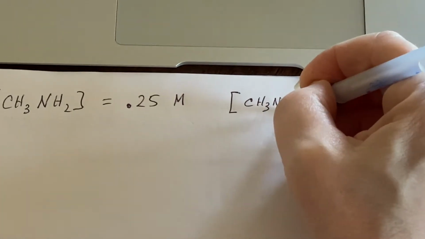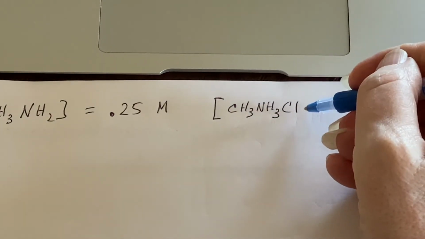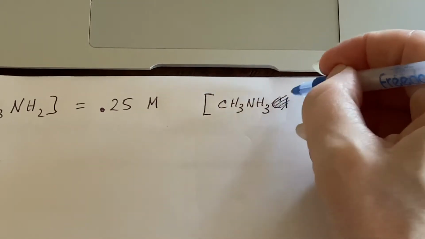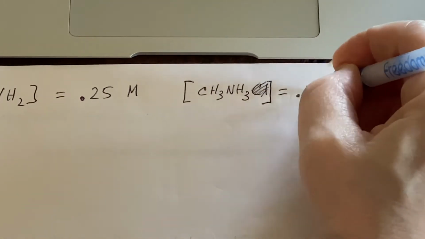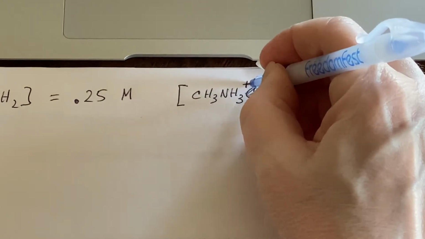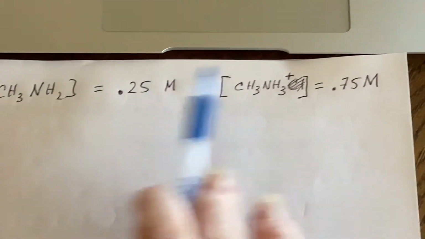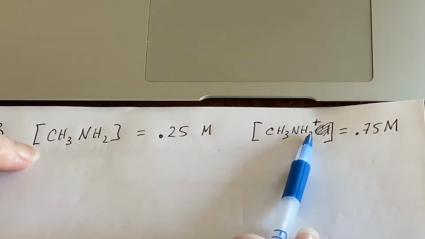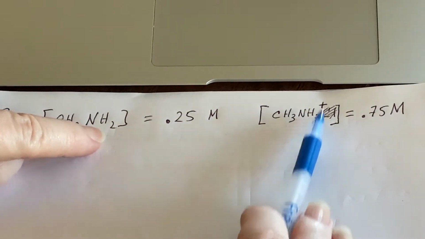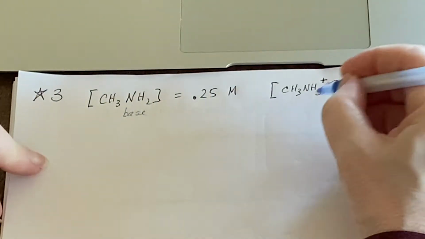It's CH3NH3Cl. But this comes apart ionically, so I don't have to worry about the Cl. And I can say that that is 0.75 molar. I said it came apart ionically, so I better put a positive charge on there. So I can look at this and say, oh, here is the base, and here is its conjugate acid, because you can see that we have an extra H and a positive sign. So this is now the base and its conjugate acid.